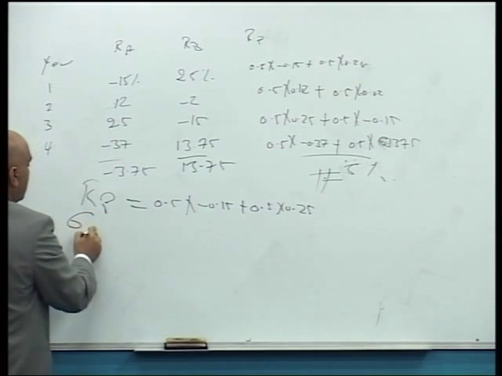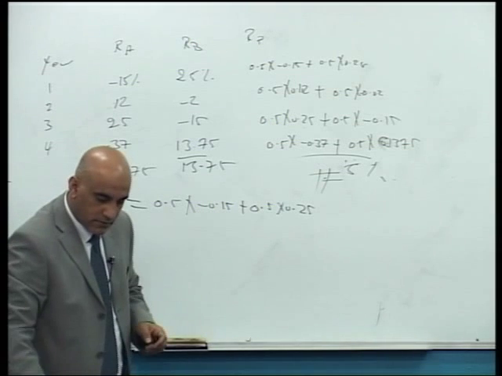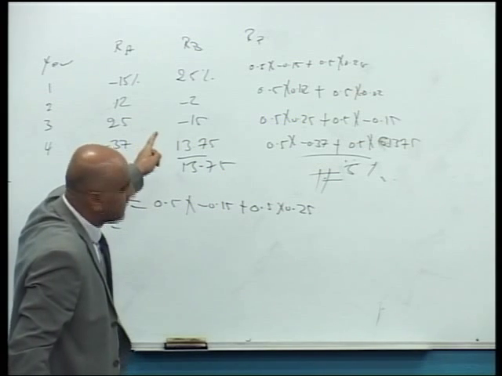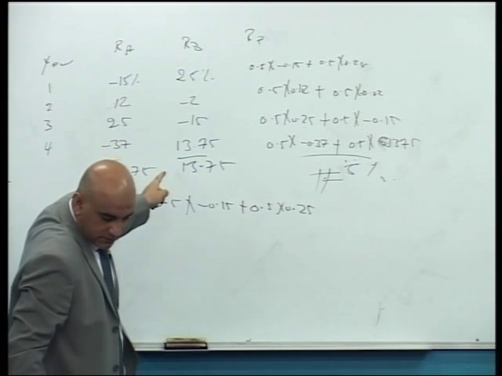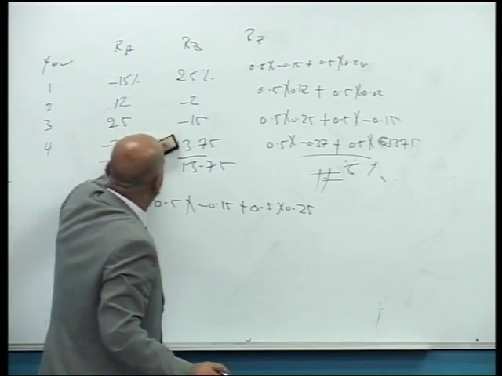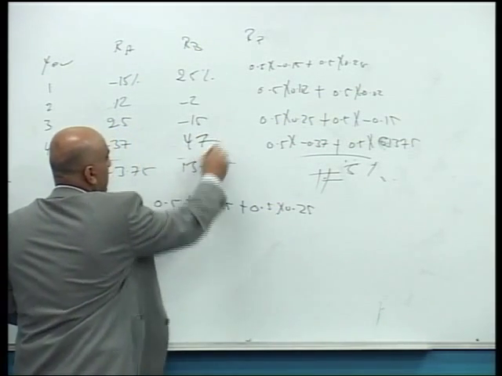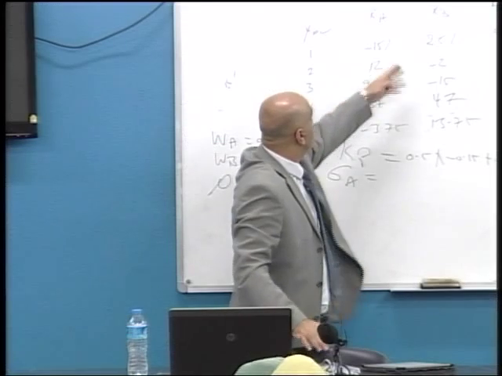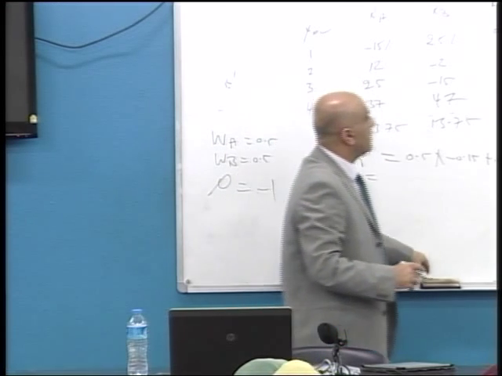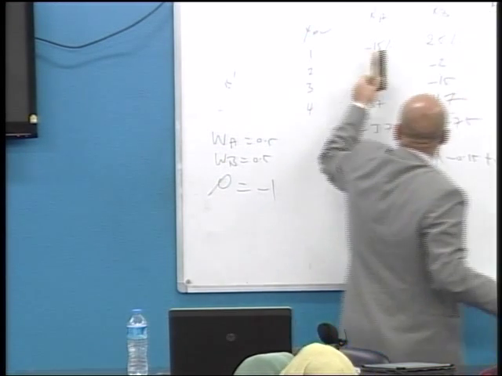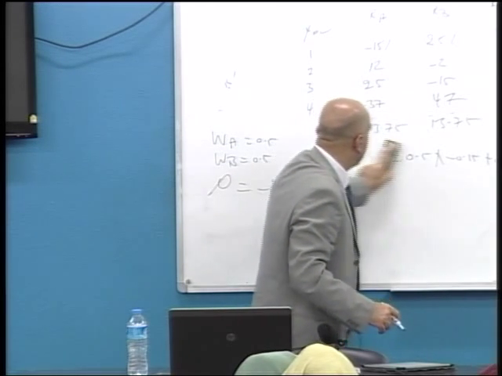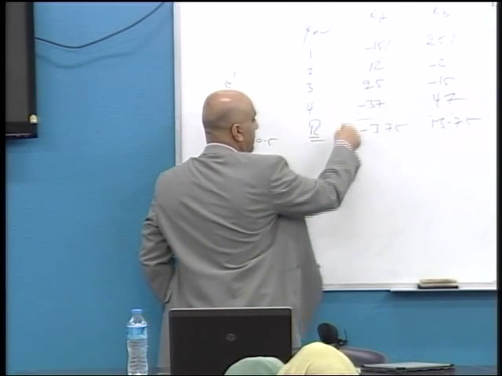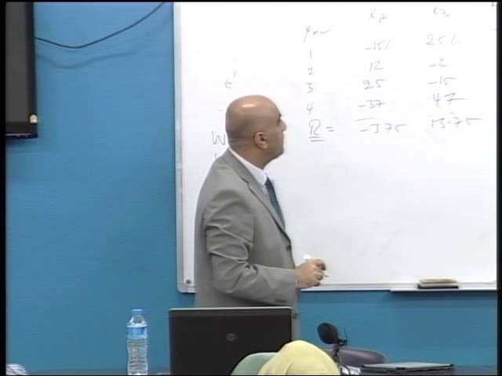To calculate the standard deviation of A, we have 25% minus 2 minus 15. Oh, yeah, this is 47. Sorry for this. For the first one it is fine, and these are the answers. Now the sigma. This is the R of A and R of B.